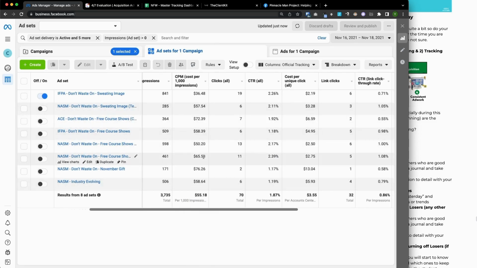So already what I'm seeing is that these CPMs are really, really high. That's already a level of concern. Now, this one over here, 36, that's within range. We're typically looking around a $30 CPM. So I'm already very concerned when I see the CPMs that are very high around here.